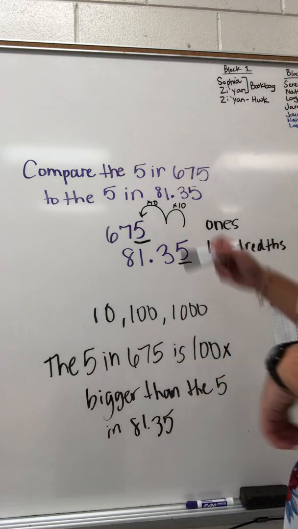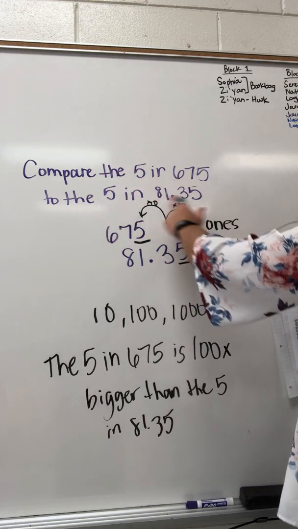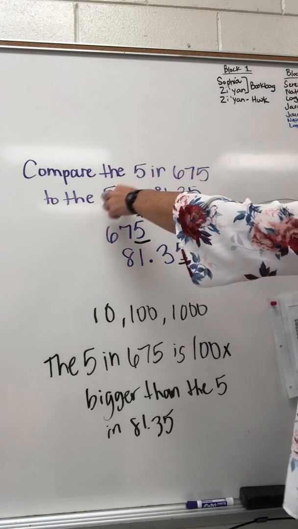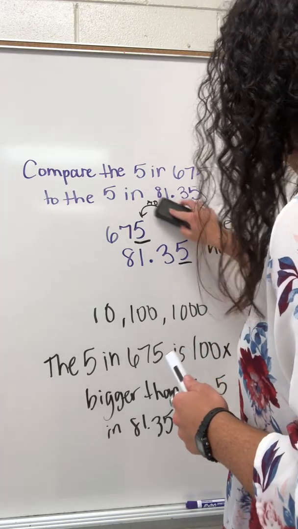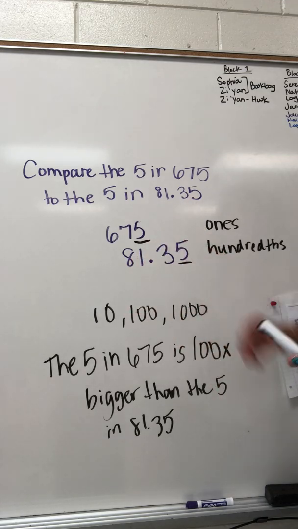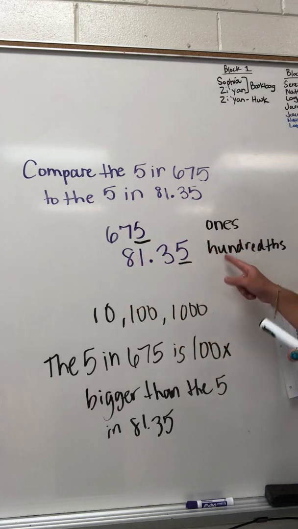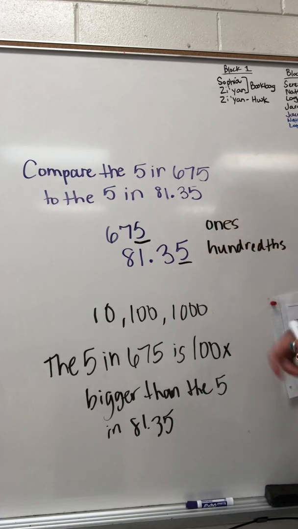Now, let's say it was flipped. Let's say it says, compare the 5 in 81 and 35 hundredths to the 5 in 675. Well, then I would just be simply doing the opposite. Okay, I've already identified my place values. That's number 1. The second step would be to compare, is the place value I'm being asked to compare bigger or smaller than the other number?